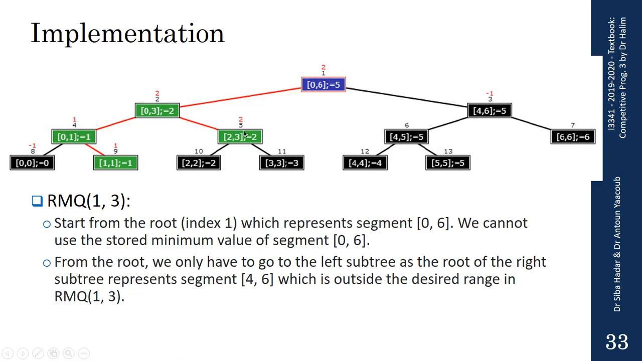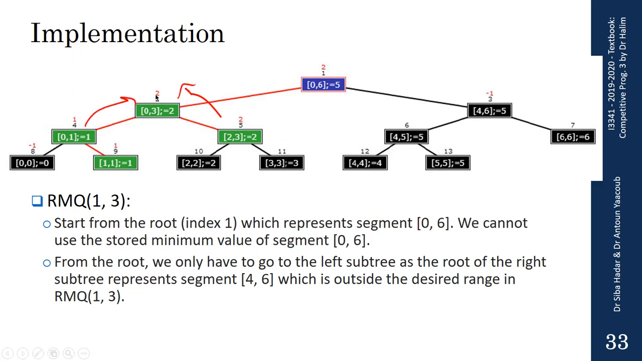Here I will move to the right part. On the right part, I have 2, 3. 2, 3 is inside 1, 3, so I don't need to check those black boxes. I just settle with the answer, which is here equal to 2. So now I have 2, and now I have 1.